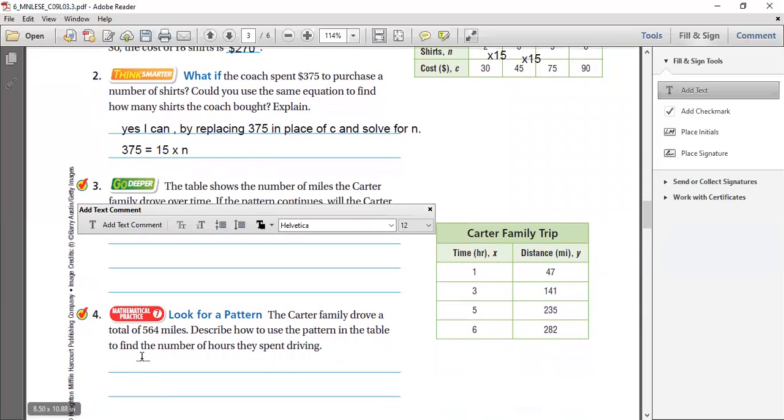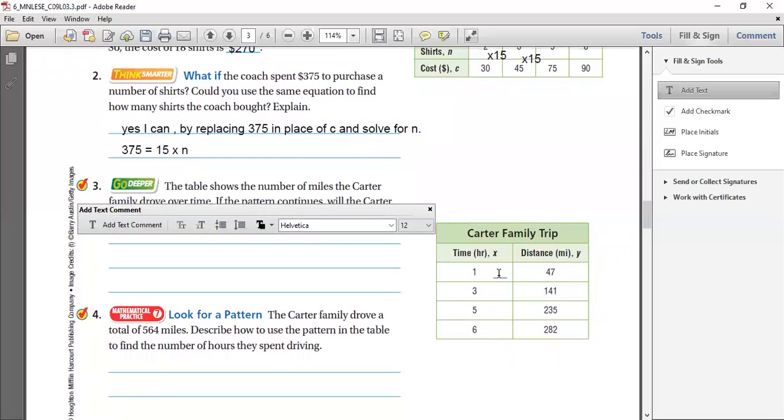Okay, now let's move to question number 4. The Carter family drove a total of 464 miles. So total, they have driven 464 miles. Describe how to use the pattern in the table to find the number of hours they spent driving. So here they gave you for 1 hour, they have traveled 47 miles, 3 hours, 141, 5 hours, 235, and 6 hours, 282. All you need to do is first write an equation. Always write an equation so that you can find the pattern, meaning the rule which we have already learned.